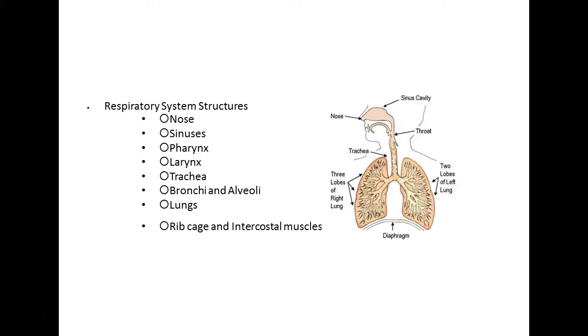Your lungs, you have a right lung, which is made up of 3 lobes, upper, middle, and lower, and you have a left lung that is made up of just 2 lobes, upper and lower. The pleura is the lining of the lungs, and the pleural fluid is the fluid that allows the motion of the lungs.